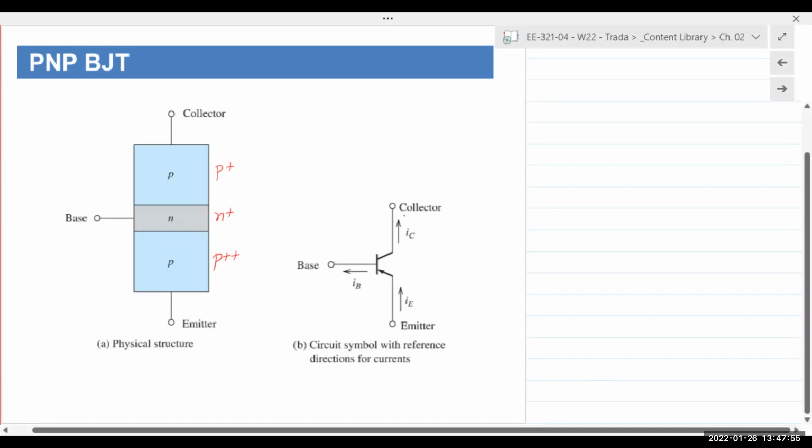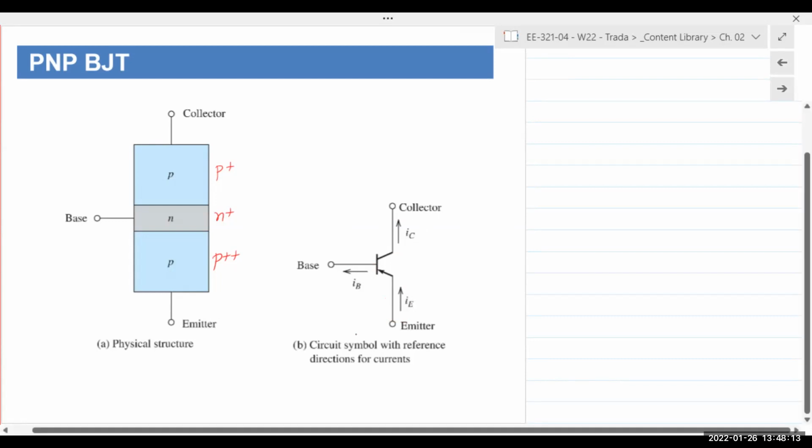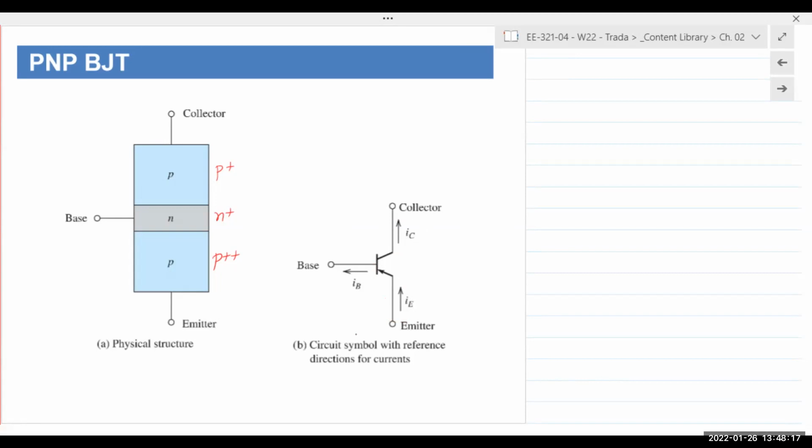All of the current directions are reversed. Fundamental equations do not change. IE is still equal to IB plus IC. Everything else, the parameters alpha, beta, all of it remains the same. There are still two PN junctions. The modes of operation, everything just remains the same, except everything is now switched. The polarities are now switched.